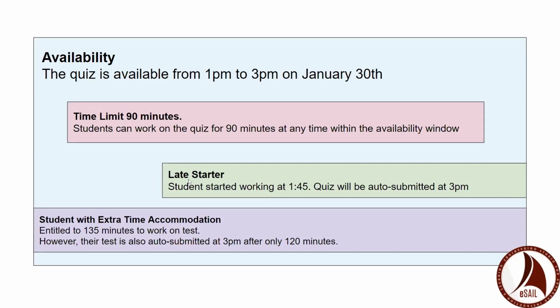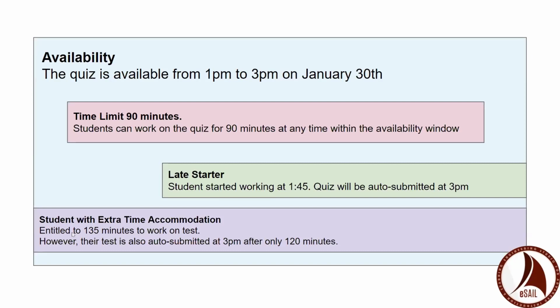So here we have the example of the student who starts late. A student who starts late would have their test automatically submitted when the availability window closes, even if they still were within their time limit. So here's my example of a late starter who has 90 minutes, but who will only be able to work for a portion of that time because they started late. Also, here I have an example of a student with an extra time accommodation, and we'll get into that in just a few minutes as well.